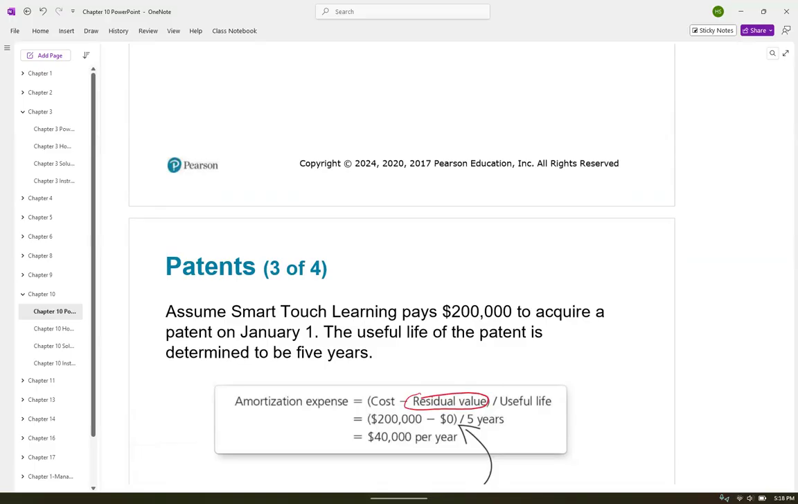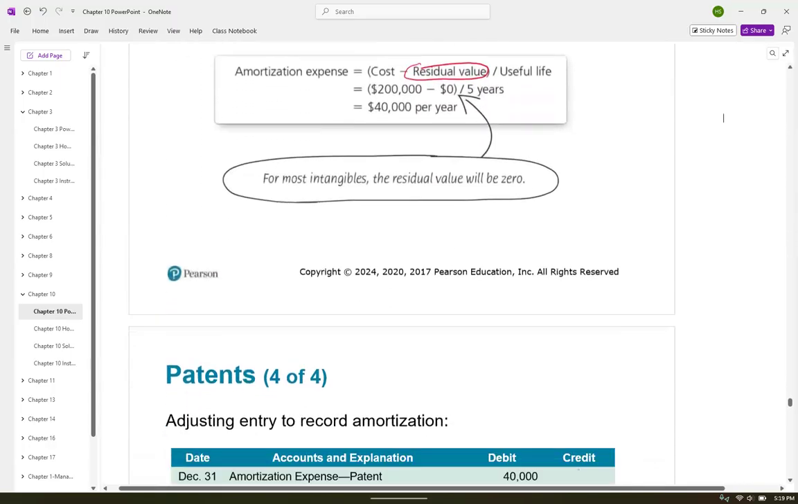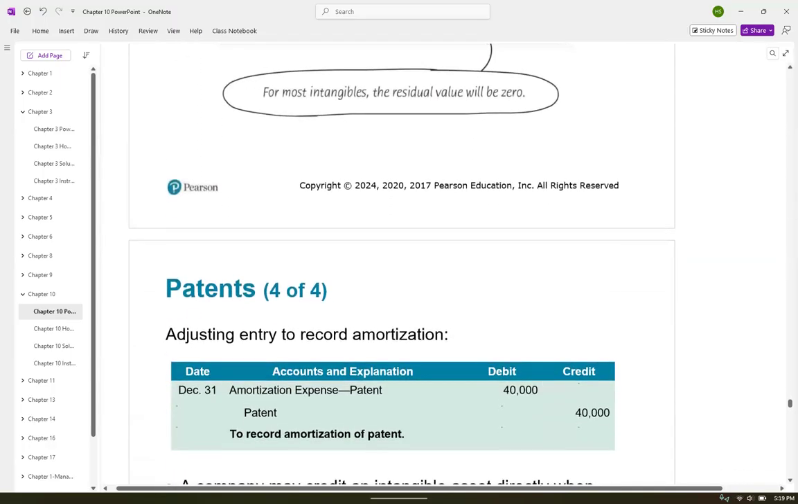If they don't tell you anything, I would just go with zero. Okay. So they're going to amortize that $40,000 per year, and you are going to debit amortization expense for the patent and credit patent. I don't really like this. I wish they would be consistent and use accumulated amortization. But here they're going to use patent and be just a little bit different.